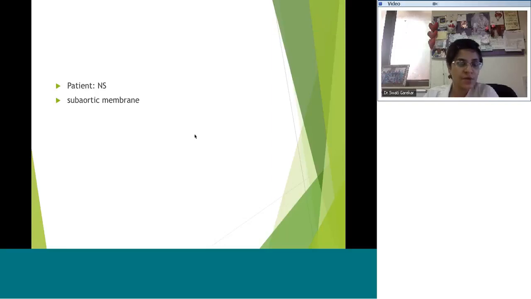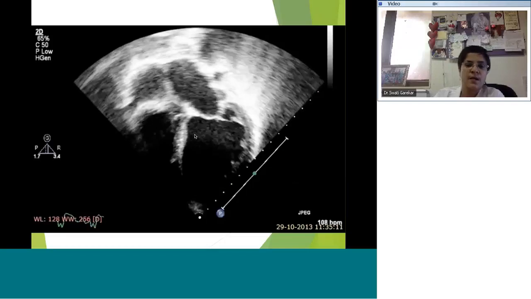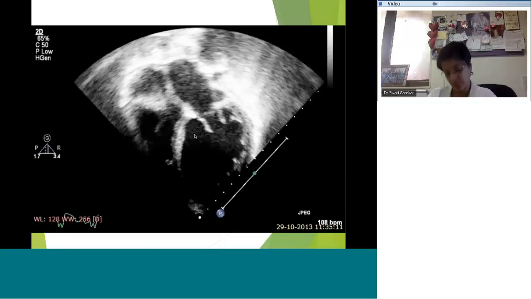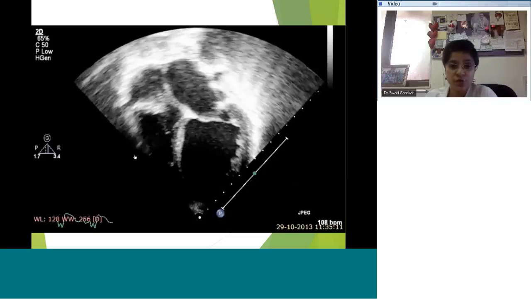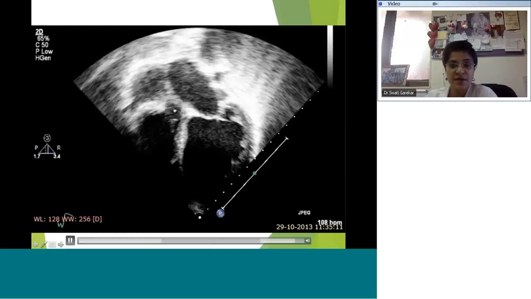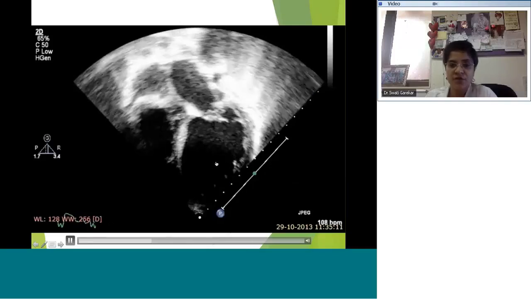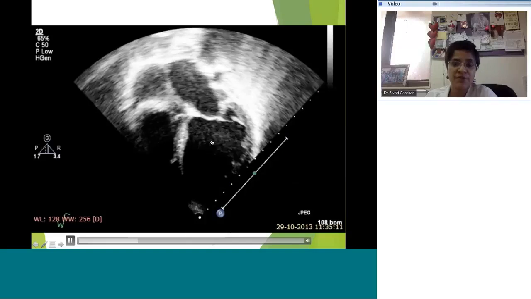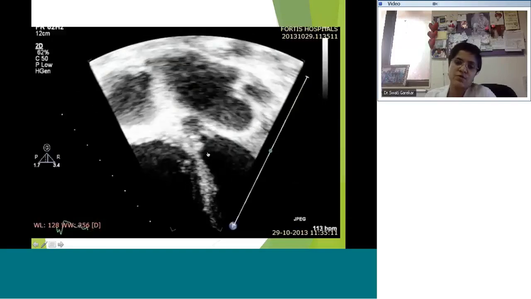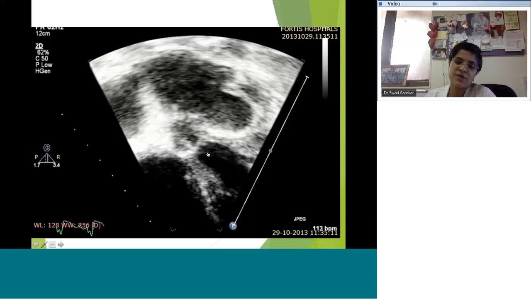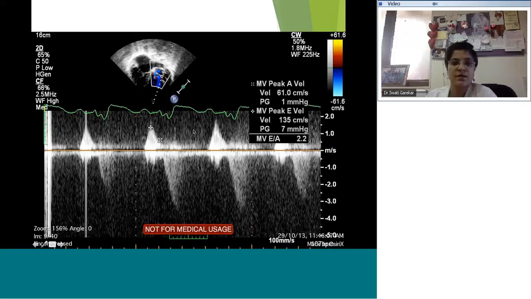Let's move on to a patient with a subaortic membrane. This was, I think, an 11 or 12-year-old patient. Here is the apical 4-chamber view. You can see the atrial septum bowing into the right atrium. The left atrium is enlarged. We are not happy with the function. The LV also looks enlarged. So we're concentrating on the aortic valve. There it is, opening and closing.